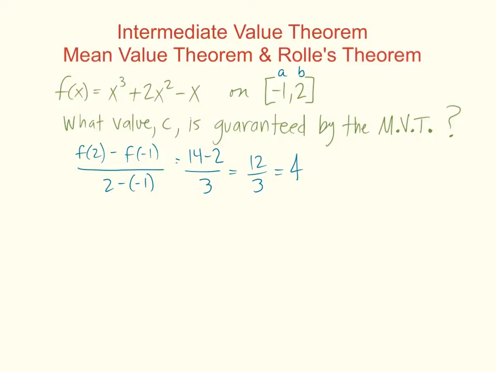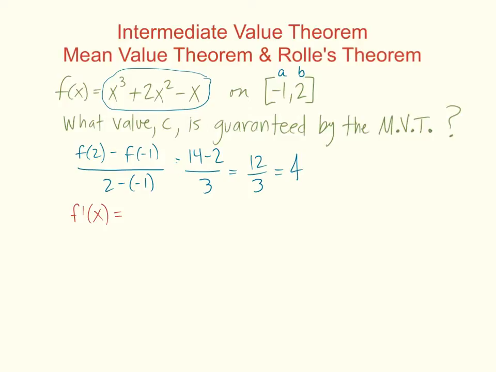All right, because this is, and I should say this is continuous and differentiable. This is a nice, neat polynomial function. There are no sharp points, asymptotes, nothing weird going on. So next I'm going to find my derivative and set it equal to that value of 4. All right, and sometimes that's pretty, sometimes it's not. Let's see what happens in this case.